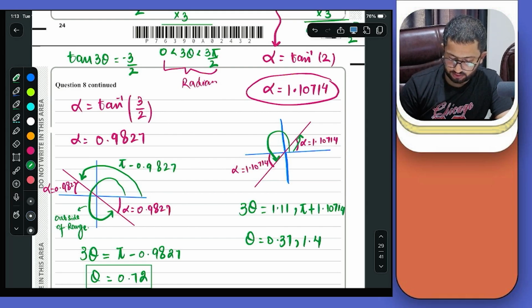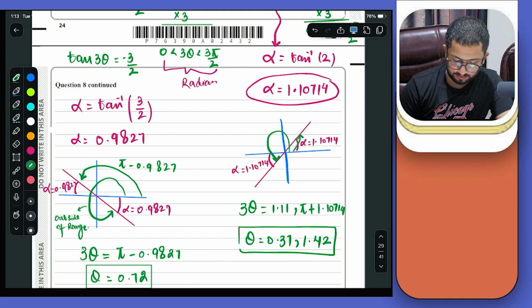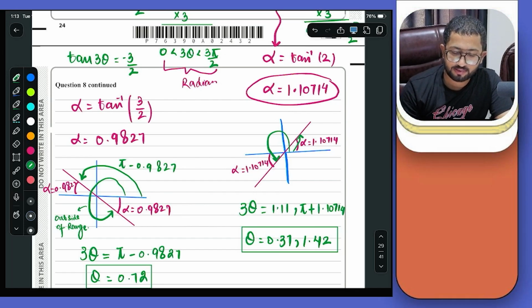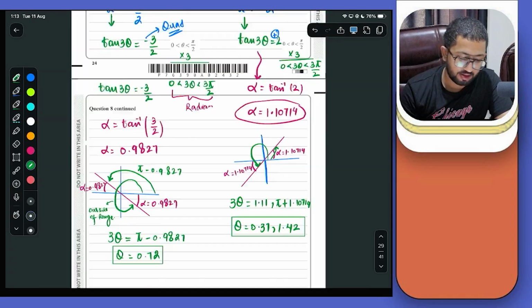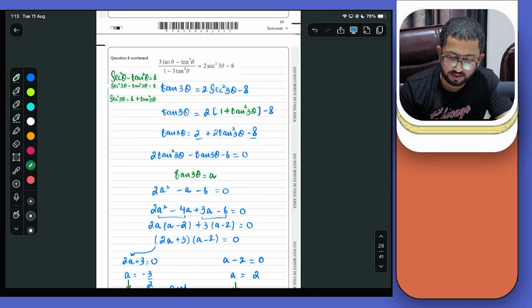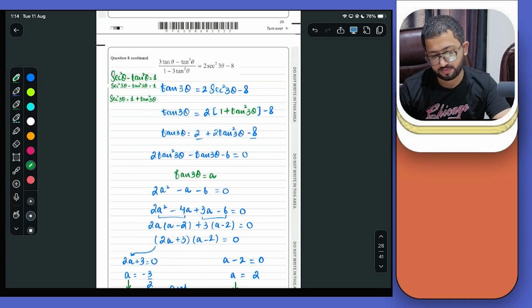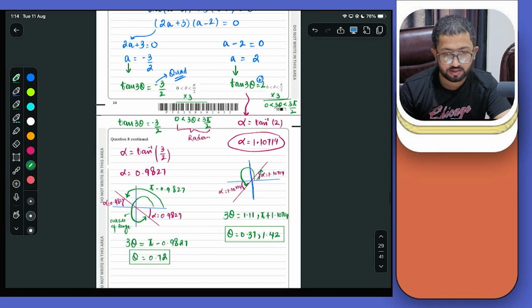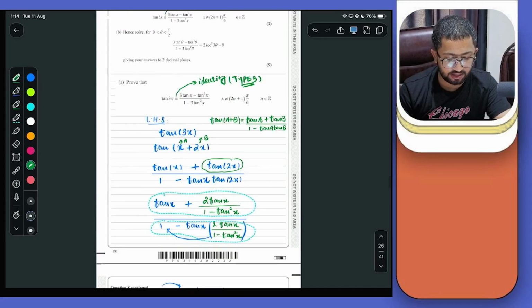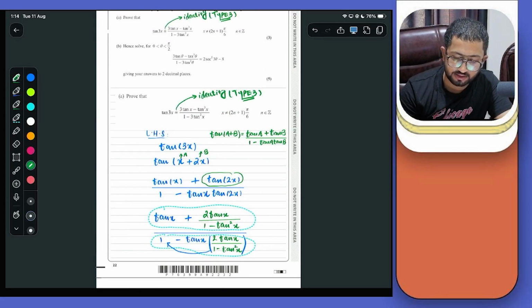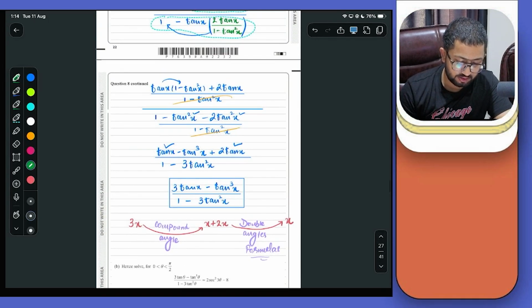So 1.42 actually. That is our final answer, which I want to write to two decimal places. You can check the working again. Similarly, you can check this working for proving the identity. All right.